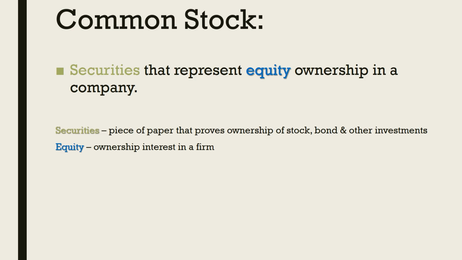Securities here means a piece of paper that proves ownership of stocks, bonds, and other investments. Equity means ownership interest in a firm. Security, equity, and common stock are used interchangeably. They pretty much mean the same thing. You'll hear common securities or preferred securities, or instead of common securities, you'll hear equity thrown in.